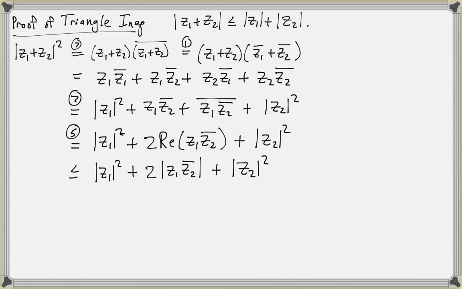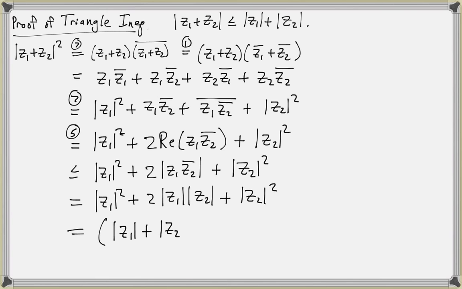But I can break up the absolute value of z1 z2 bar as the absolute value of z1 times the absolute value of z2 bar, but noting that the absolute value of z2 bar is the same as the absolute value of z2, we get absolute value of z1 squared plus 2 times absolute value of z1 times the absolute value of z2 plus the absolute value of z2 squared. And this expression factors as absolute value of z1 plus the absolute value of z2, the quantity squared. So again, we take the square roots to obtain the triangle inequality.